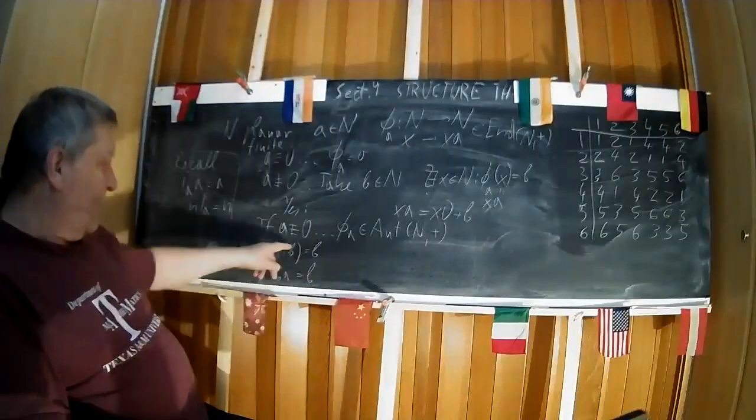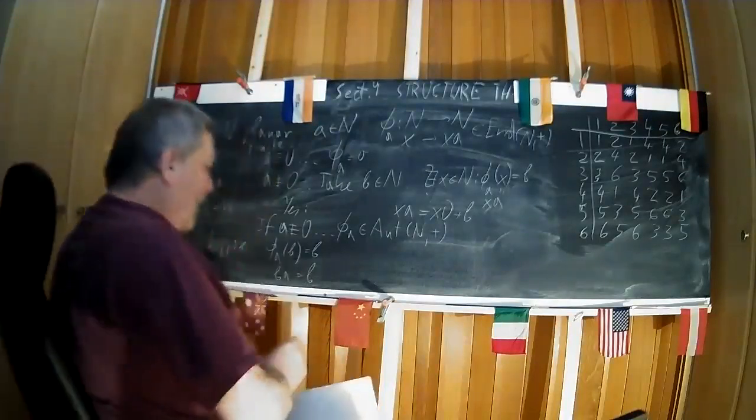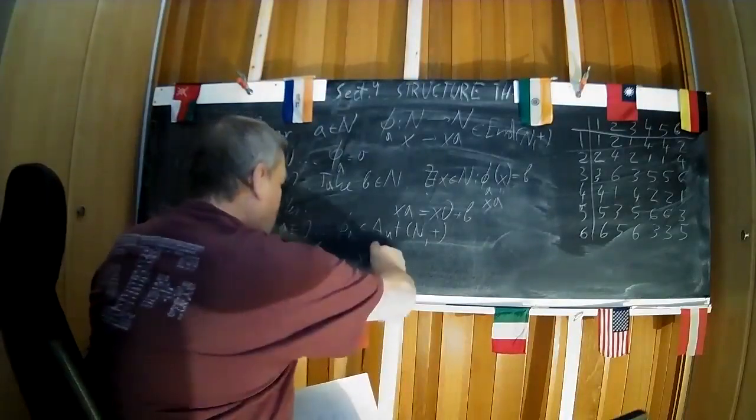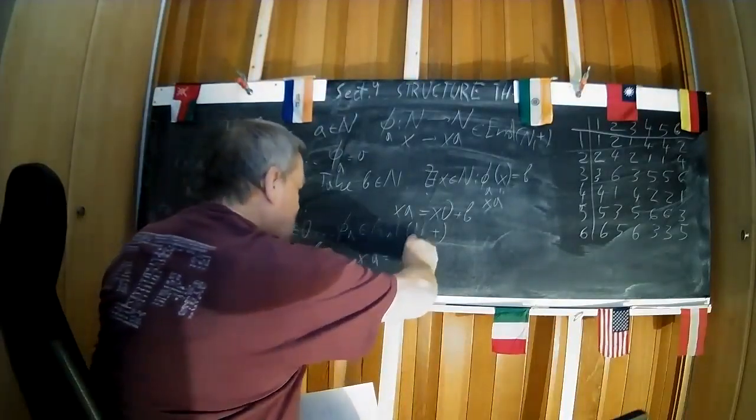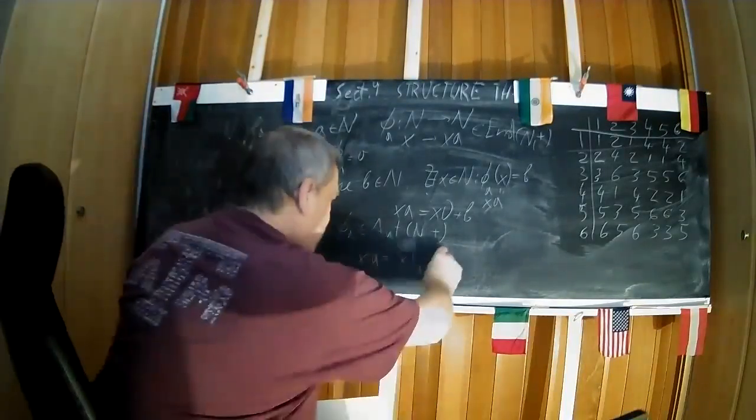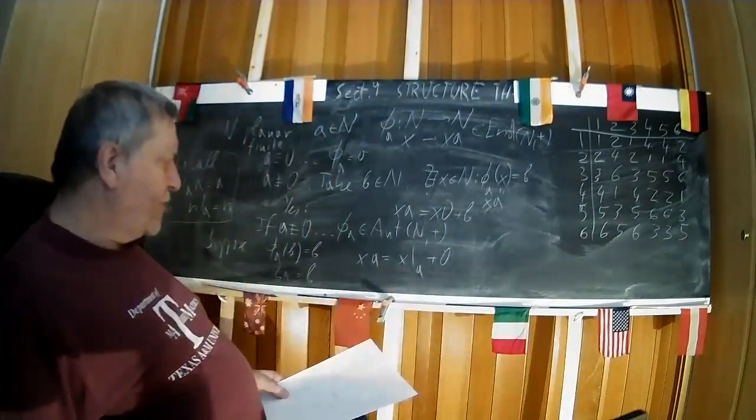And if we use this, we can form the following equation, namely x times a is equal to x times 1 sub a plus 0. And in here we do have two solutions.